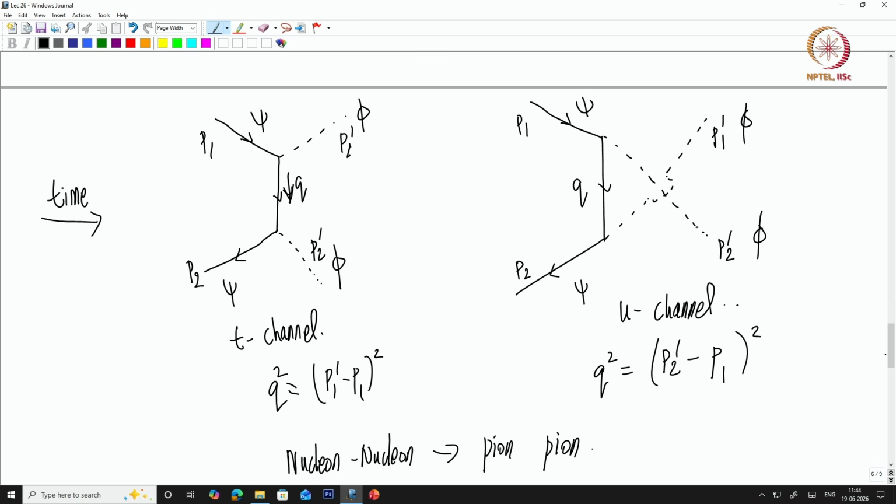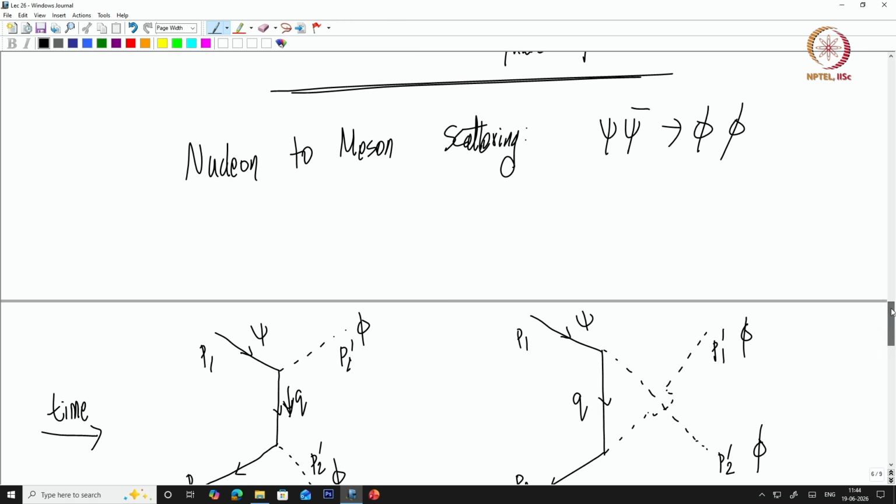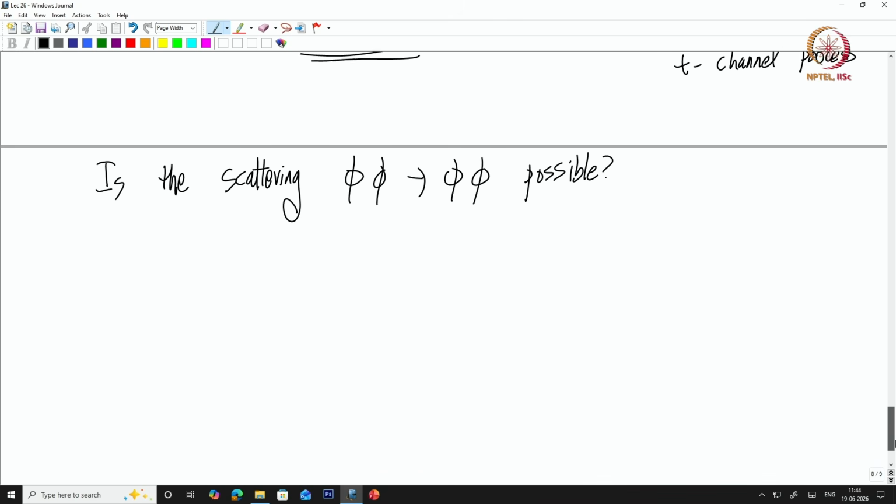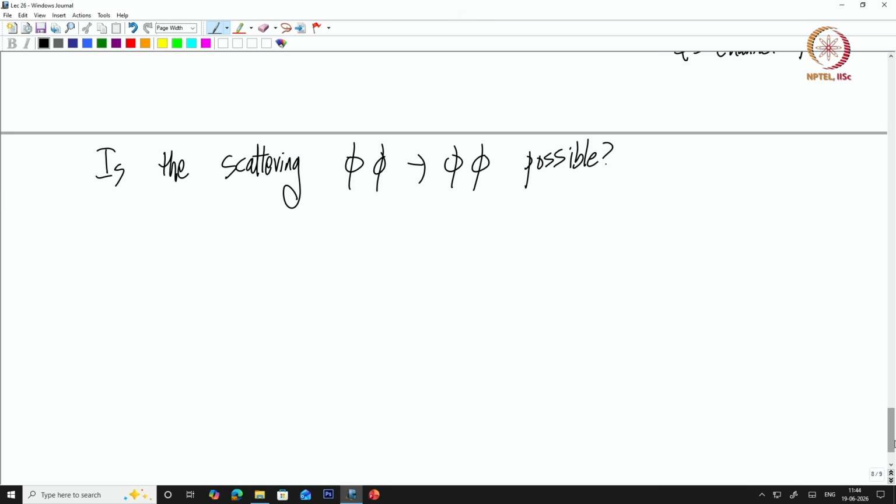So, you have psi psi bar going into phi phi. They are external particles here, but most of the time they are mediators of this force. So, this is a process in which the mediator can become the external particles, such that the fermions, the nucleons themselves, can mediate the force between the pions. That is the basic question we are asking.